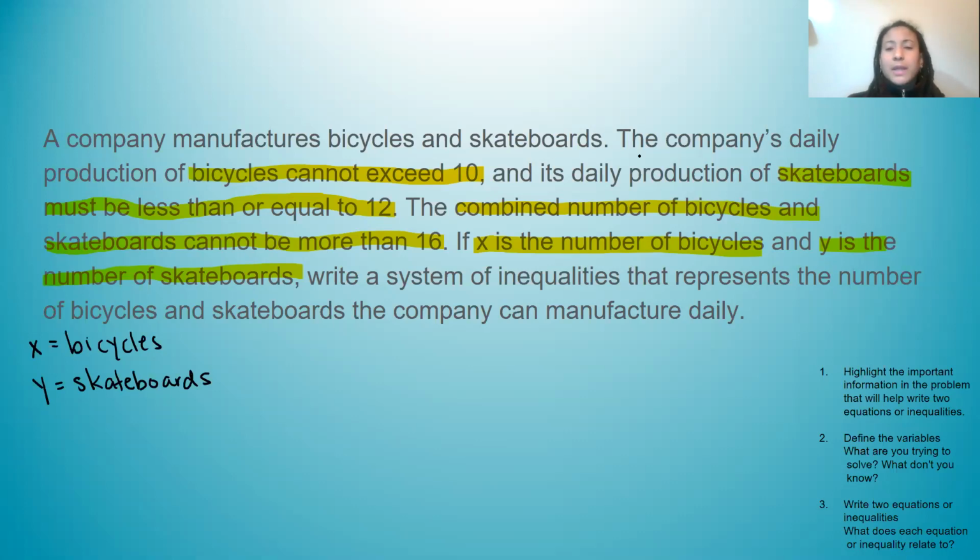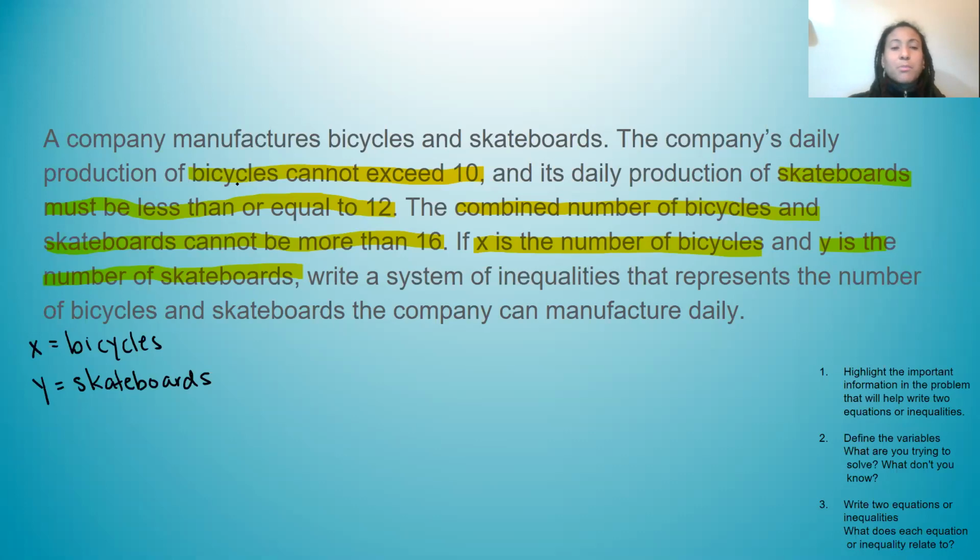All right, so next, it says the company daily production of bicycles cannot exceed 10, and the daily production of skateboards must be less than or equal to 12. Now, it's all chunked into one sentence, right? But when it comes to systems of inequalities, systems of equations, we only write one inequality or equal sign when it comes to writing these out, okay? So that means although it's in one sentence, we have to separate them, okay?